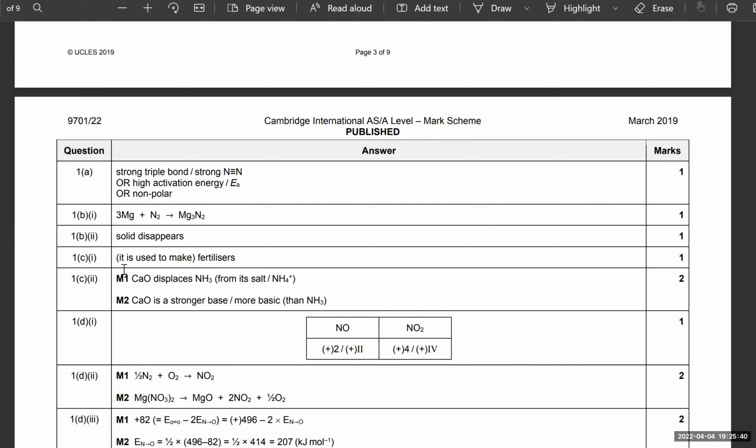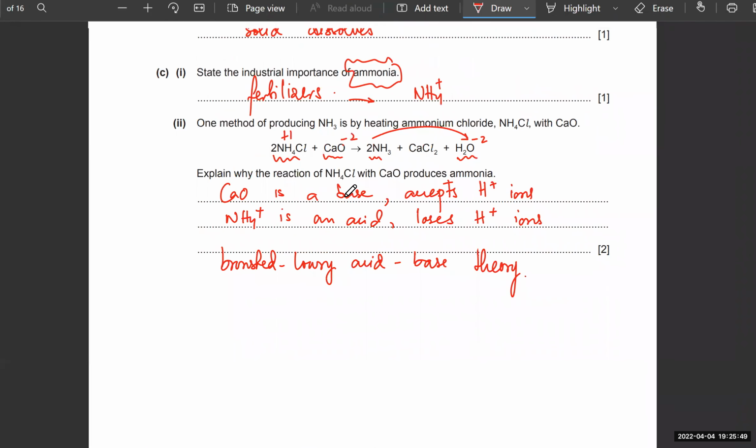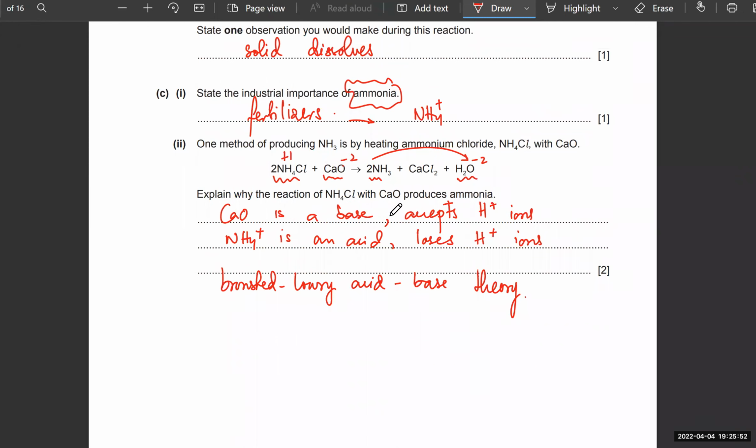I believe this answer over here would mean exactly the same thing, that CO is doing that. CO is acting as a base. It accepts H plus ions. What you could have written is that it accepts H plus ions from NH4 plus. So that is the kind of displacement, that it displaces NH3. And the NH4 plus is acting as an acid. So the second mark was for stating that it's a base, and the base displaces NH4 plus. So this is exactly what it's doing. I think this answer would be considered correct. The wording is different, but it means exactly the same thing.